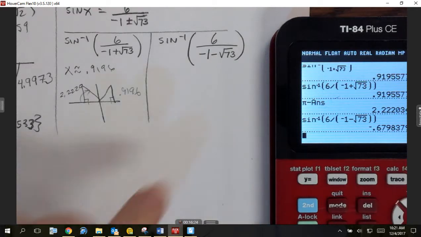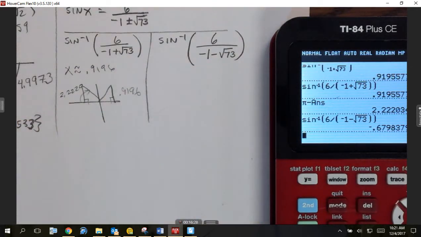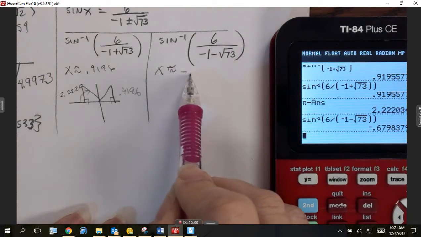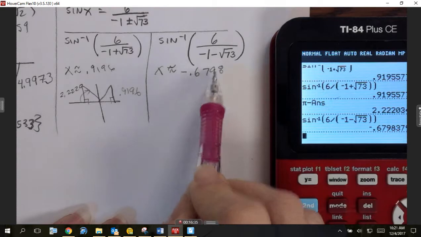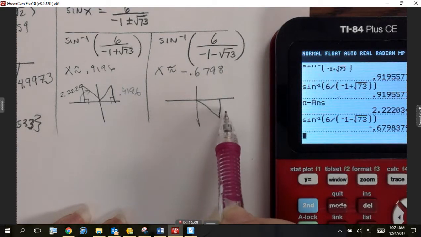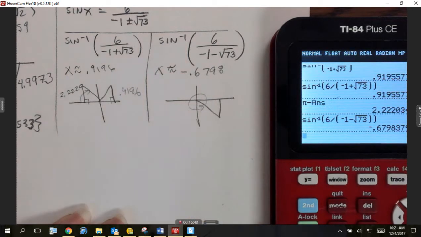Then I'm going to do the process a second time, but with the 6 over -1 minus radical 73. And that gives me -0.6798. I'm going to graph that. That goes in the fourth quadrant. But that means I'm going to have to add on 2 pi to make it go all the way around and become positive.